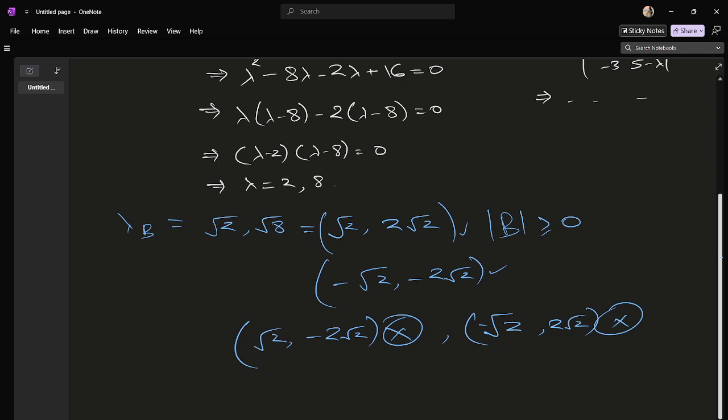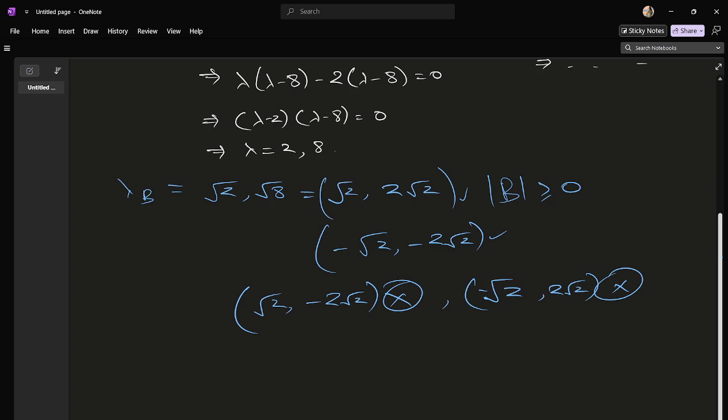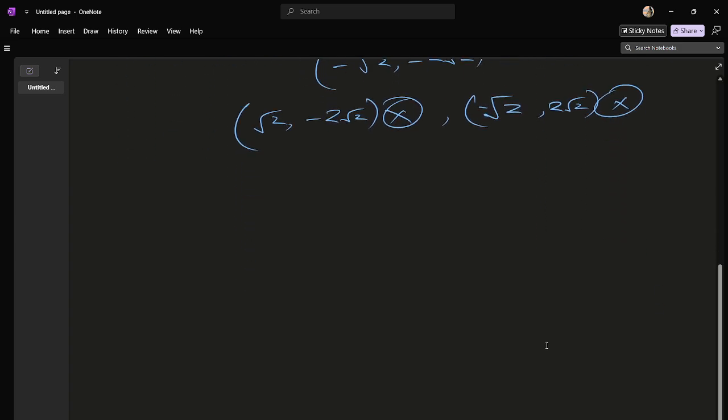As the determinant of B is greater than or equal to 0, and we know that the determinant is equal to the product of the eigenvalues. So root 2 and 2 root 2, the product will be 4, and minus root 2 and minus 2 root 2, the product will also be 4, otherwise the product will be minus 4. So they are not required in our case.